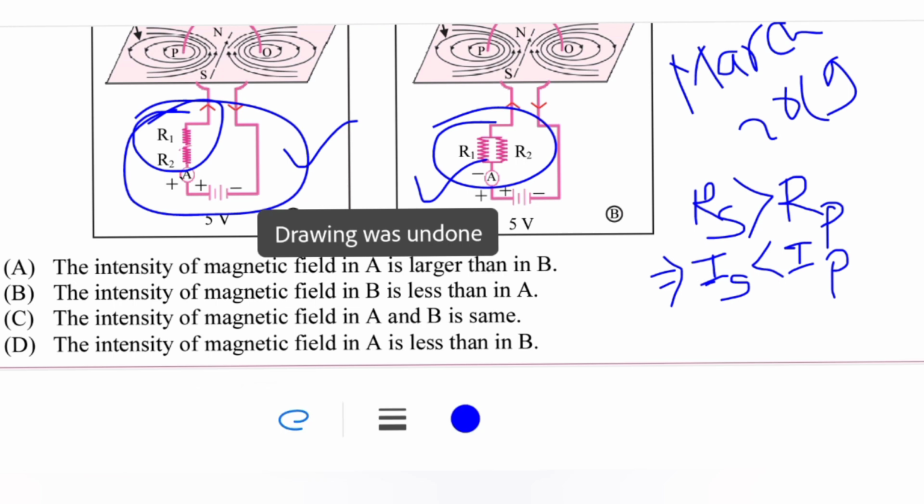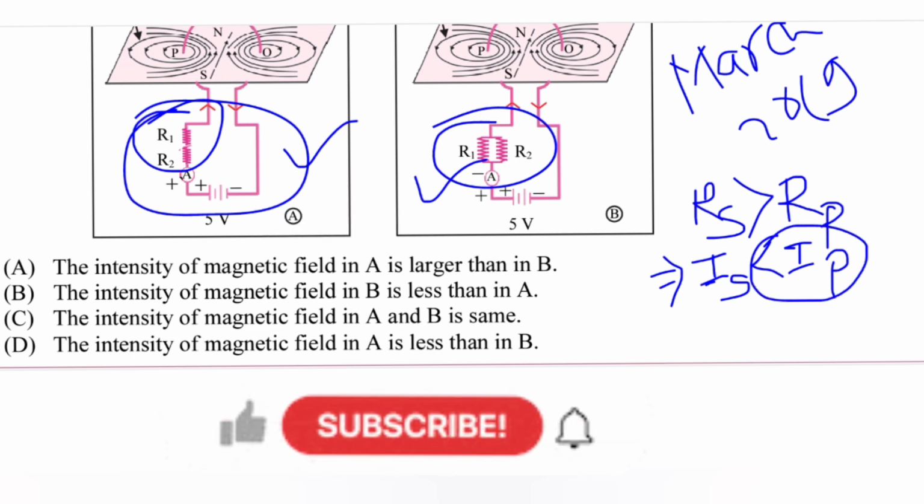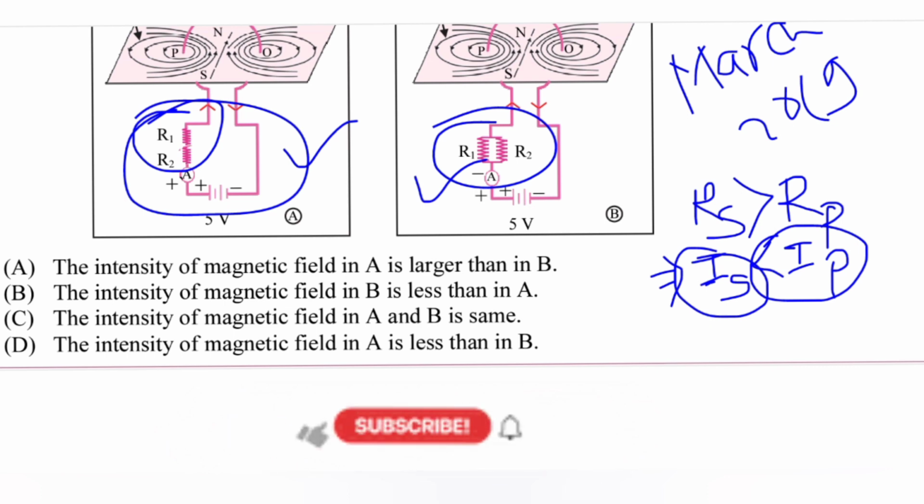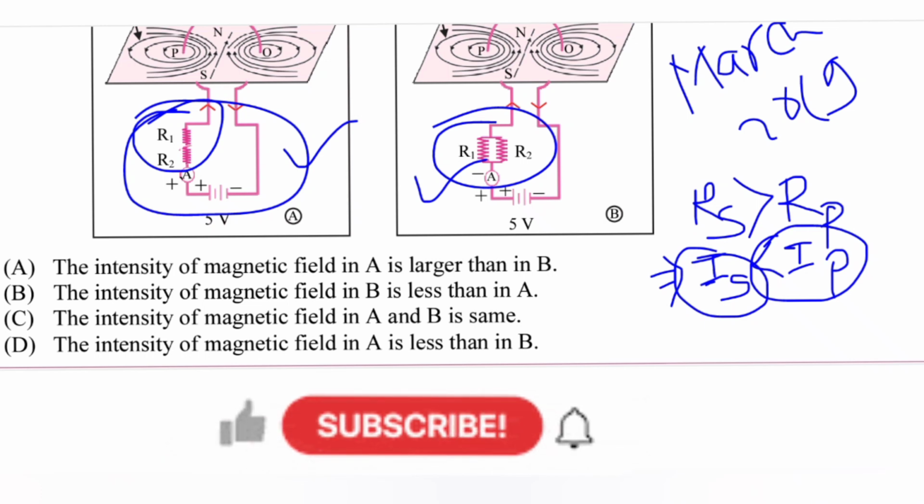Now, what is happening here? The current flowing through the series circuit, the first circuit, is less than in the second circuit. So obviously in the first circuit the magnetic field intensity will be less. As we already discussed, if the current is more, the magnetic field intensity will be more, and if the current is less, the magnetic field intensity will be less.